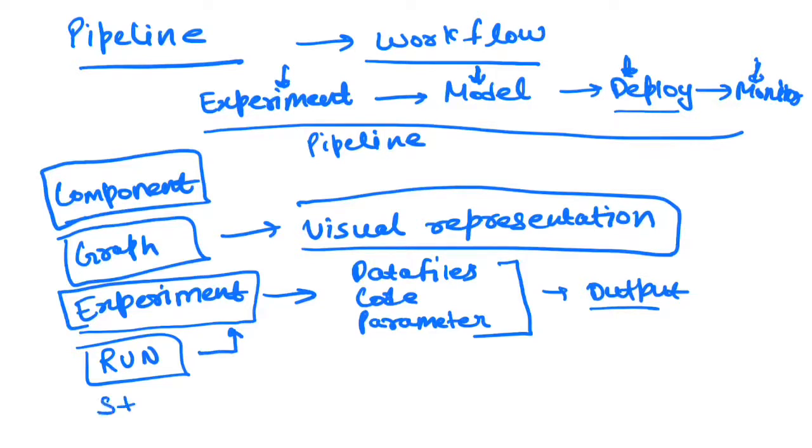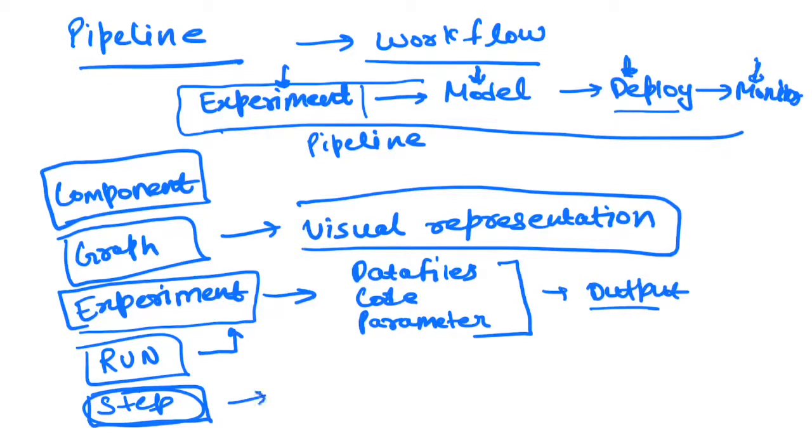Then next is a step. So each step is a logical representation of each of the components. So in a pipeline, whenever you run any particular component, that becomes my step. So the running component, whatever component is running, that is my step within the workflow.